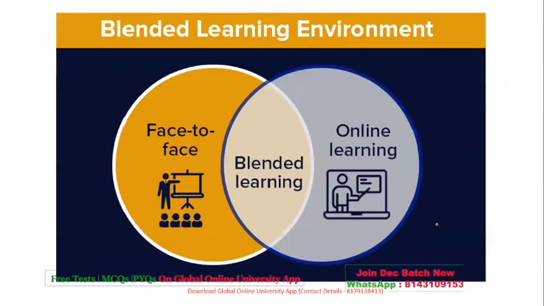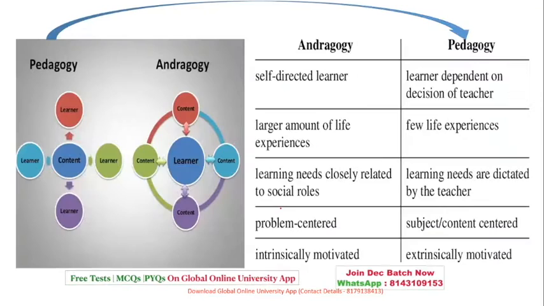The next one is the blended form of learning. The most accepted learning environment is blended, wherein you consider the face to face physical mode of learning as well as online. When you blend them, when you combine them, we get a new form of learning that is blended.